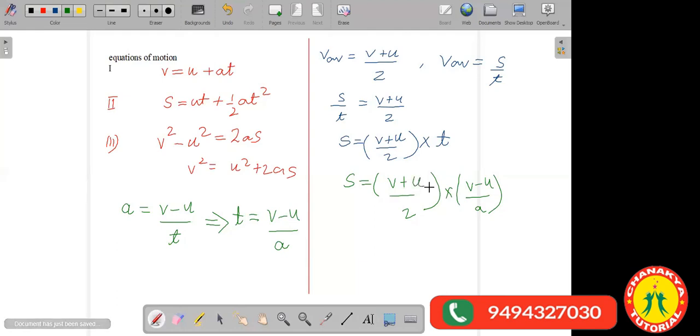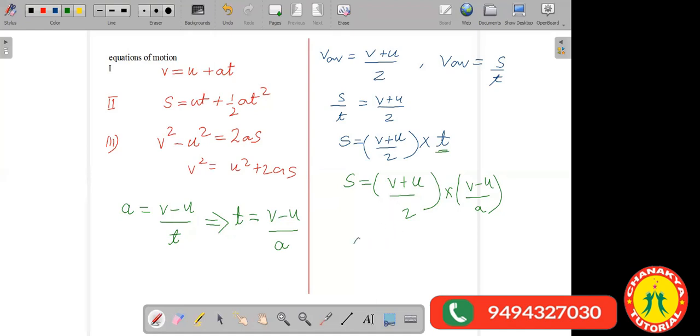Any doubt how this comes? The value of T we obtained from the first equation of motion, or from the formula of acceleration. You can see from the formula of acceleration, we obtained the value of time. The time is given by (V minus U) over A.